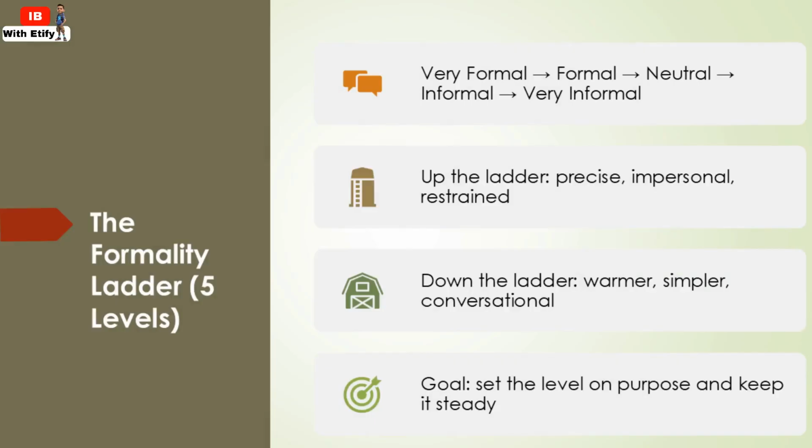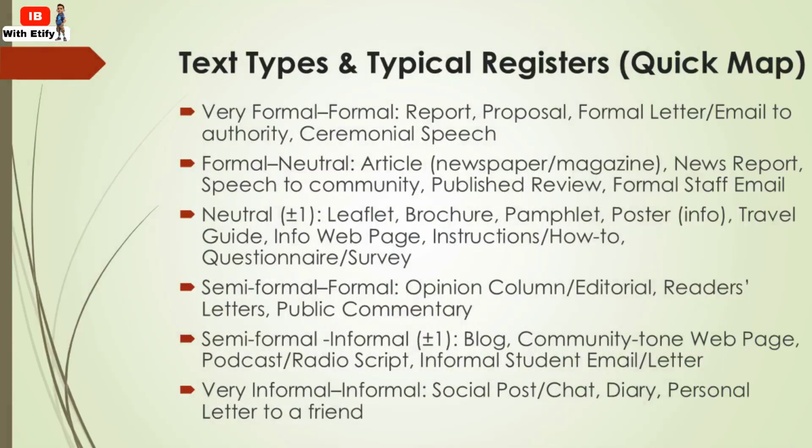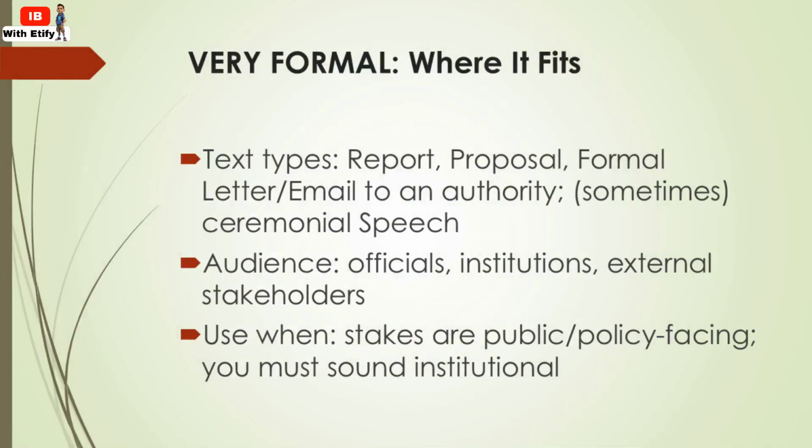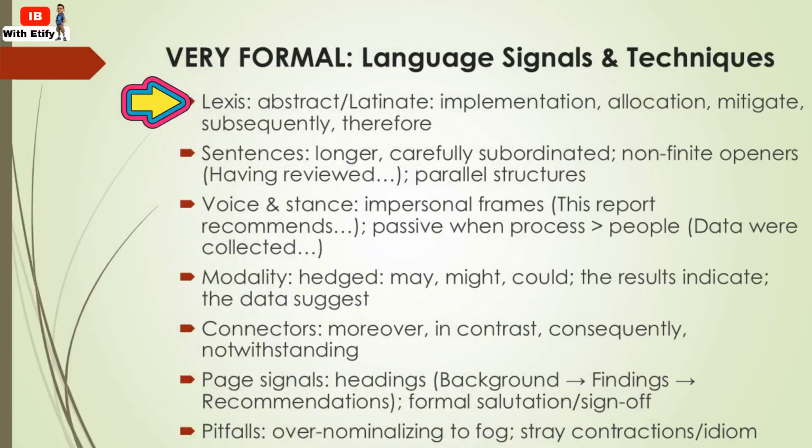This is the voice of institutions and policy, precise, restrained, and impersonal, and it aligns naturally with reports, proposals, and formal letters and emails to authorities such as a principal, an NGO, or a council. To sound right at this level, reach for exact, sometimes abstract vocabulary, words like implementation, allocation, and mitigate, and avoid contractions. Build longer, carefully subordinated sentences and use an impersonal stance. This report evaluates, it is recommended that.